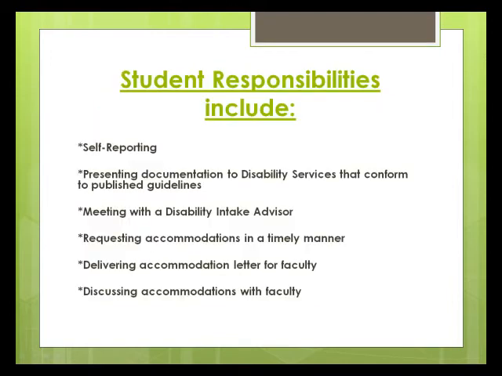Student responsibilities include self-reporting, presenting documentation to Disability Services that conform to published guidelines, meeting with a disability intake advisor, requesting accommodations in a timely manner, delivering accommodation letter to faculty, discussing accommodations with faculty.